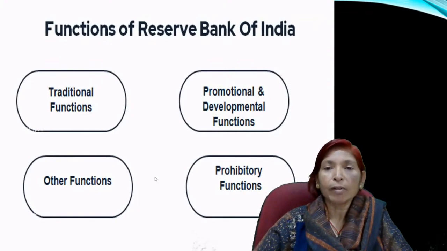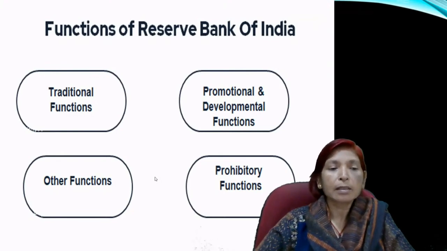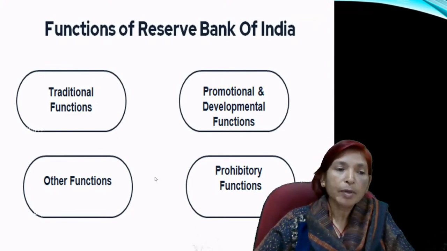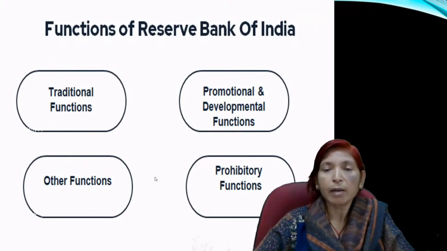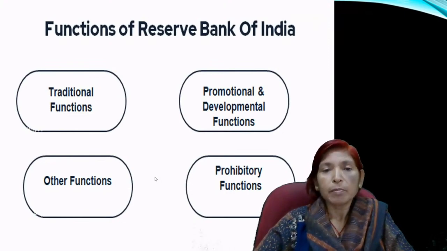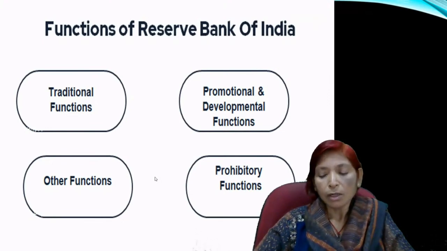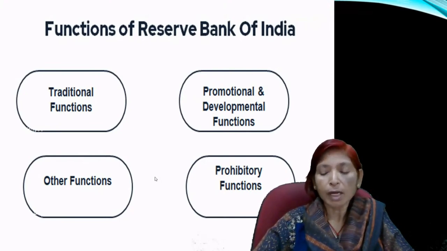Now, the functions of the Reserve Bank of India can broadly be classified into four main groups. One is traditional functions, such as issuing paper currency, being the bankers' bank, the government's bank, and the manager of financial reserves. Next are promotional and development functions, other functions, and prohibitory functions, which means RBI can prohibit or restrict some things which are not to be done by commercial banks. So these are the main four functions of RBI.